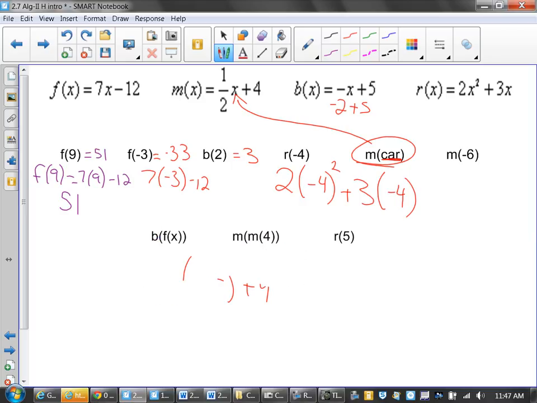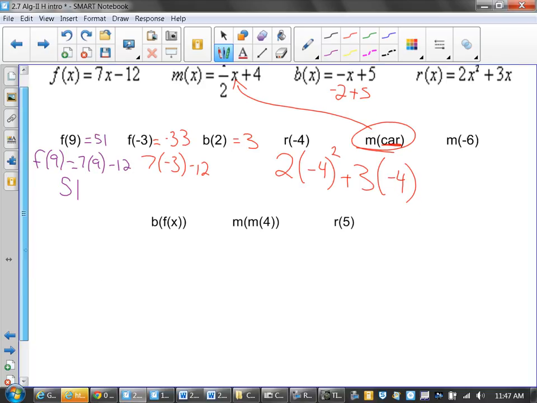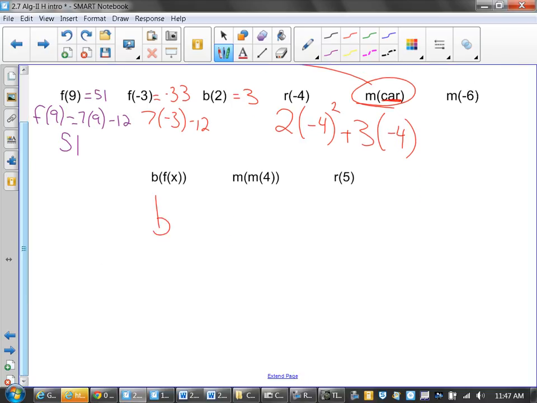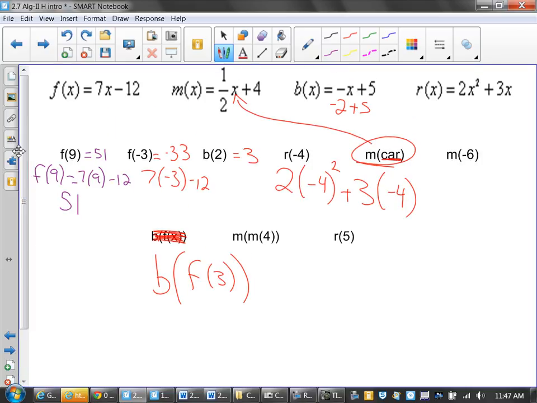The last bit of this stuff here is this. I'm going to change this to B of F of 3. When I put this in the notes, I accidentally typed it with an X. I meant to put a number in it. We don't need to worry about the other substitutions yet. In this case, it's asking you what is B of F of 3.